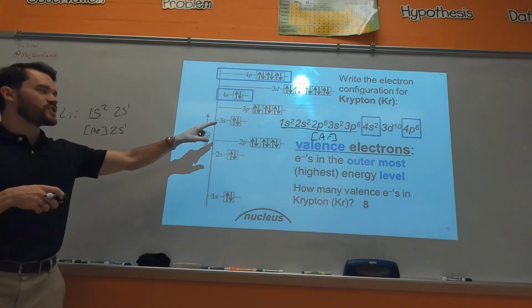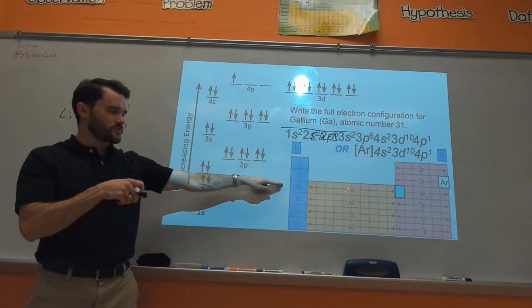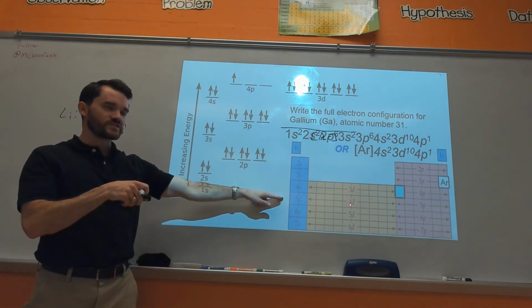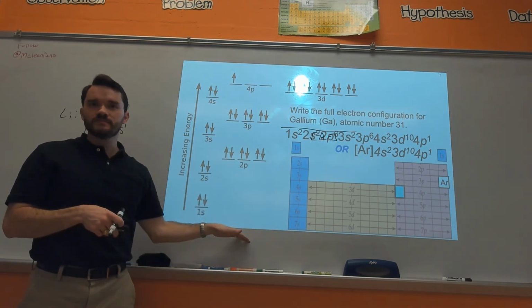For all the 3d. So if I go back to this slide, see how we're in the fourth row, it's 3d. Here's the fifth row, it's 4d. So just remember it's one behind. Okay.